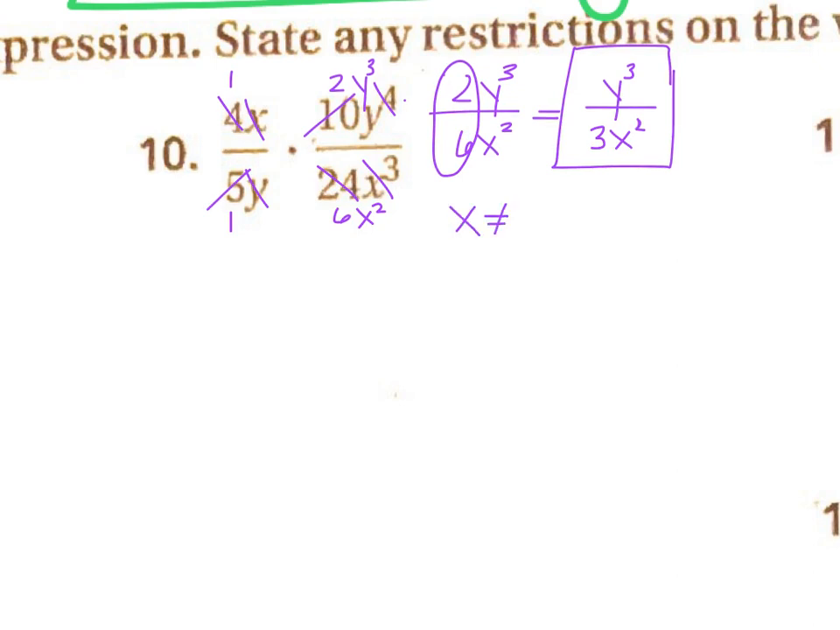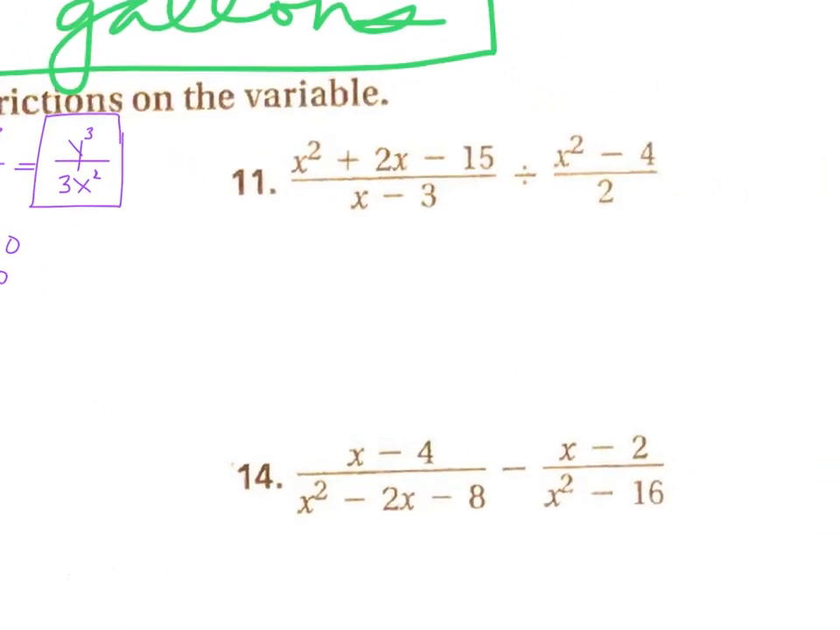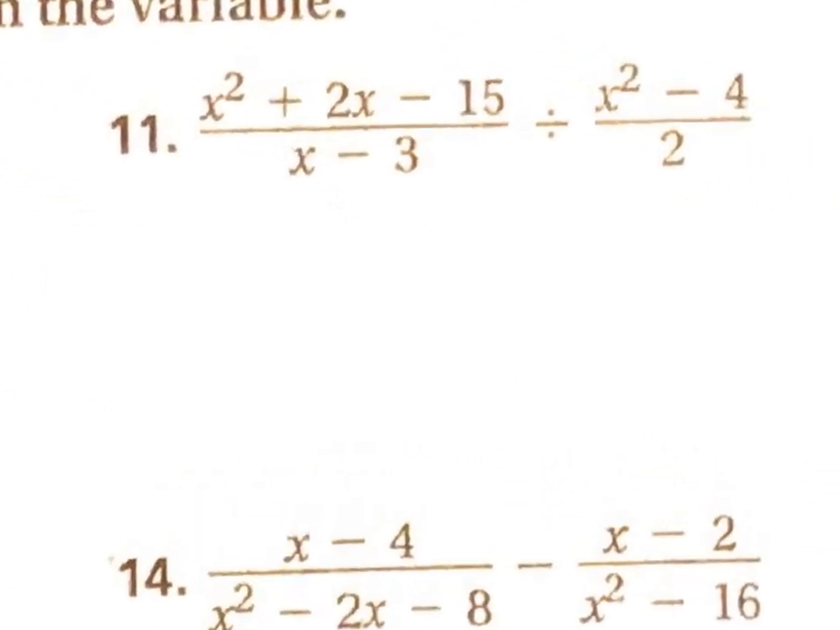Because if x was 0, then our denominator would be 0. Technically here our y value wouldn't be 0 either, because if we plugged in a 0 here, you can't do 4 times x divided by 0 to even start the problem. Not super concerned about that restriction, but that's what it would be.